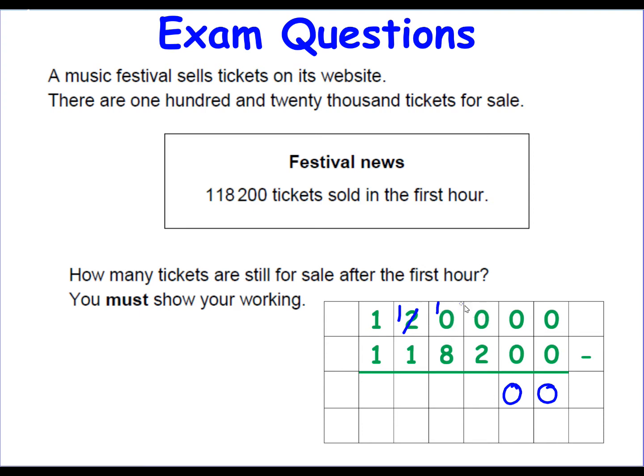We need to push it along one row further, so we borrow 1 from the 10, turning it into a 9, and this becomes a 10. So 2 from 10 is 8. 8 from 9 is 1, and 1 from 1 is 0, as it is at the very start of the question. So our answer of how many tickets remain after the first hour is 1,800 tickets.